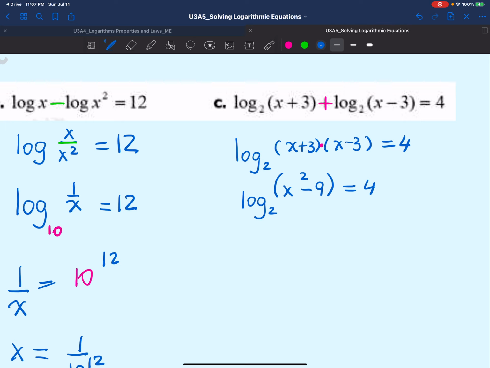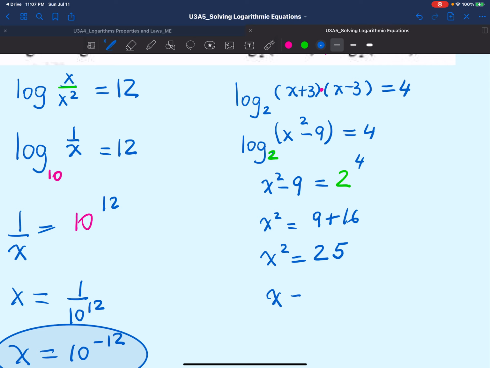We have to be careful and keep this in brackets because we don't want to assume that, without brackets, only x squared is inside the log and we're subtracting 9. So x squared minus 9, which is the expression inside the log, would be the base 2 to the power of 4. So x squared equals 9 plus 2 to the power 4, which is 16. Oh, that's a nice number. So that's 25, which will make x equal to plus or minus the square root, 5.